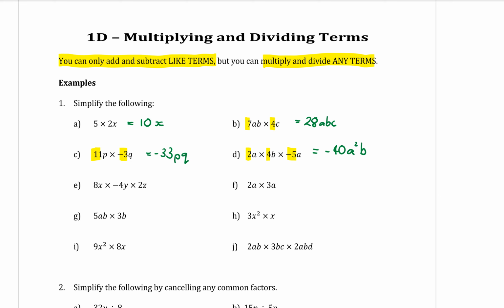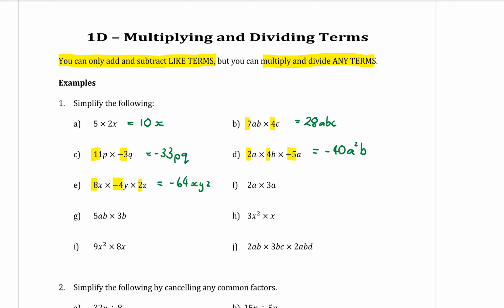On to part E, multiplying the numbers. 8 times minus 4 times 2. Type it in. What do you get? Hands up, who got? Yes? Minus 64. Perfect. Use your calculators. Minus 64. Now look at the letters. I have an x, a y, and a z. They're all different, so we collect them up at the end. You ready?